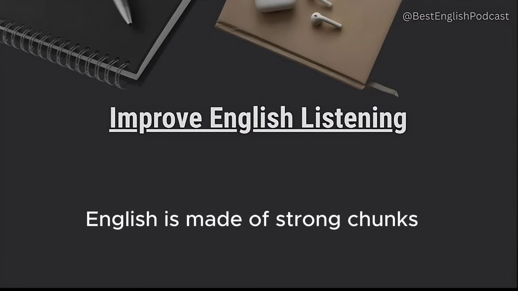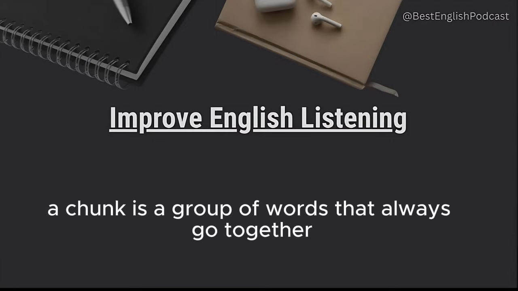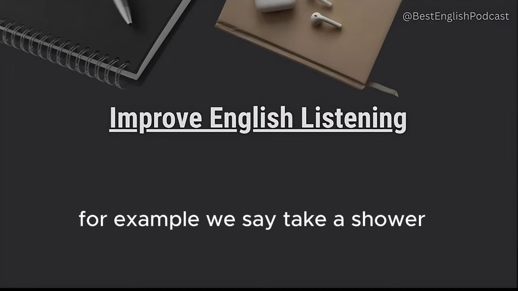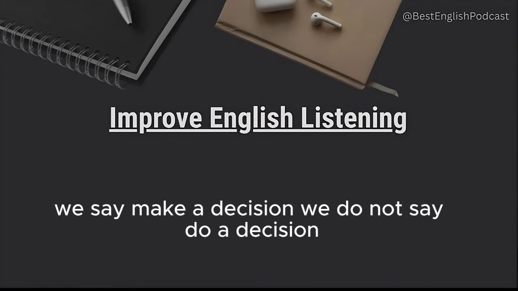English is made of strong chunks. What is a chunk? A chunk is a group of words that always go together. For example, we say, take a shower. We do not say, do a shower. We say, make a decision. We do not say, do a decision.